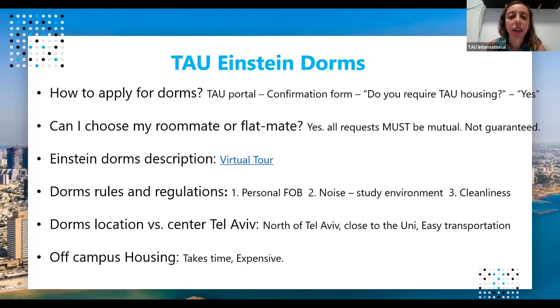Oh, we still have one more question. What percentage of undergrad international students live on campus? Undergrad international, you mean the percentage of the whole Einstein dorms campus? I would say if we have 7 buildings, about 2 or 3 of these buildings are for international students, and 4 other buildings are for Israeli students. So this is the percentage in the Einstein dorms between internationals and Israeli students. So I hope that answers it.